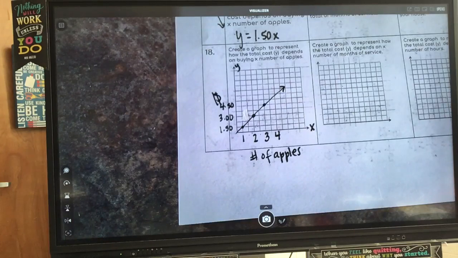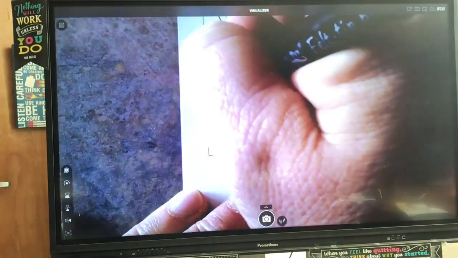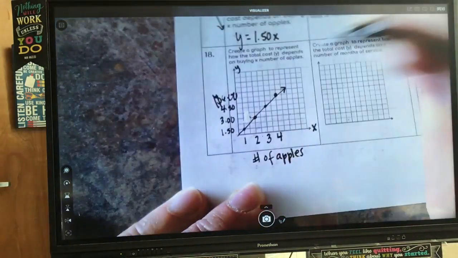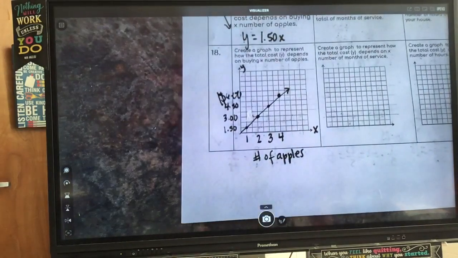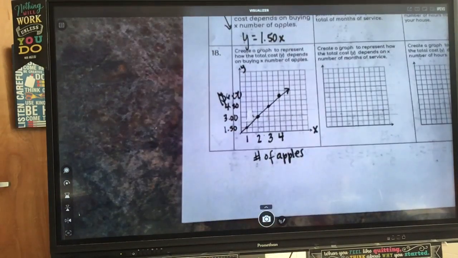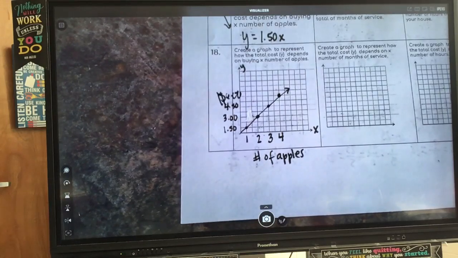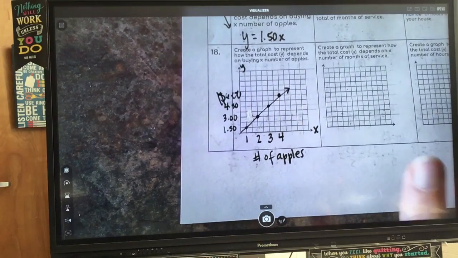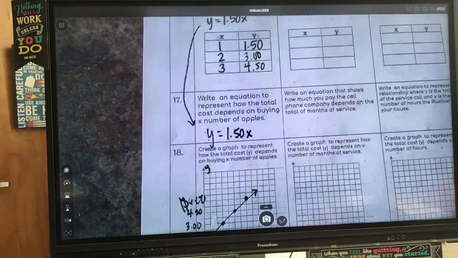So 1.50 times 4 is going to be what? Right, so y is going to equal $6. So then, if I wanted to continue this, I would put $6 right there, and I know that this would be the next dot on my line. So that is how you use a graph with your equation. You pick a number that is along the bottom line, plug it in for x, and then just solve it. All right, let's go over to the next one.